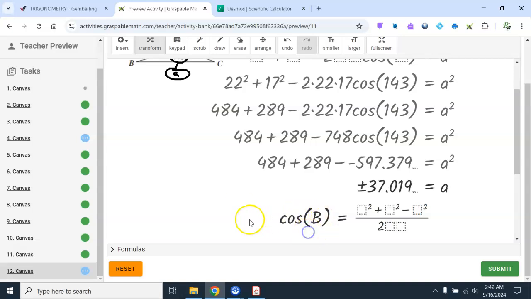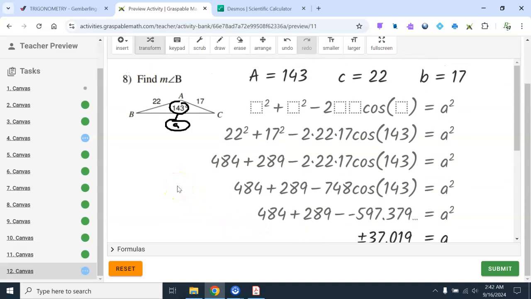So to find the angle B, that means we're going to be using all three sides now. So I'm going to go ahead and put here the 37.019, it's an approximation, and then I'm going to erase everything else.